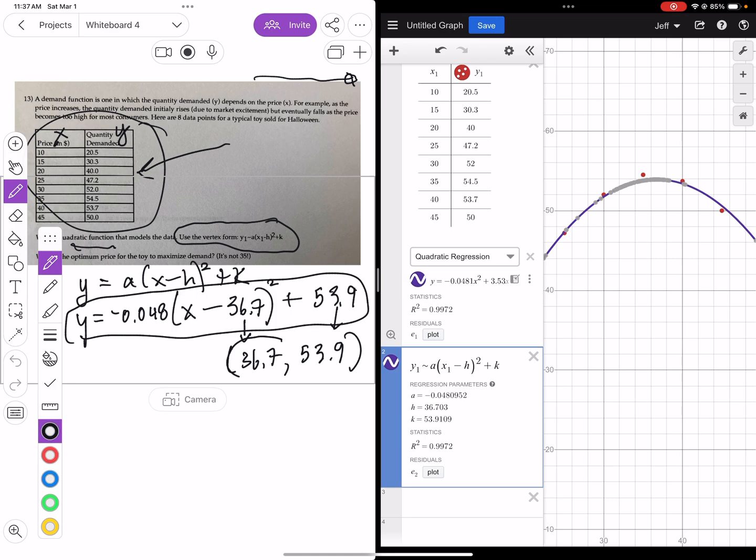So getting a price of 36.7, that'll maximize the quantity demanded to be 53.9. So if they say what's the optimum price for the toy, optimum price is $36.7. All right. Hopefully that helps you how to use Desmos to take some data and create a function from it.